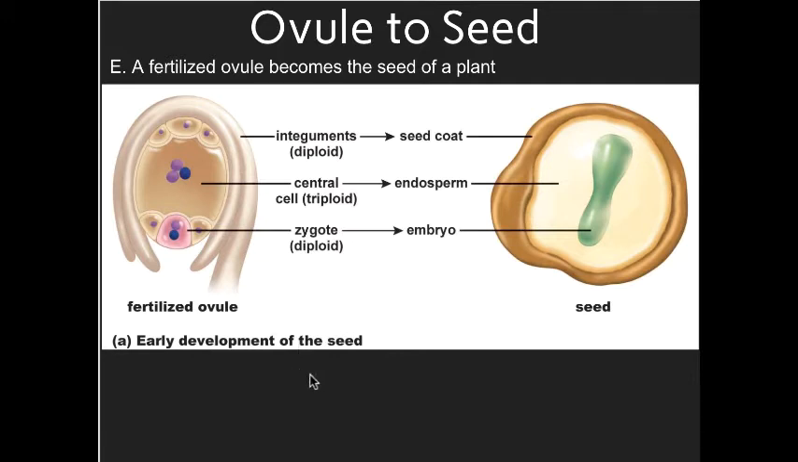The next thing we'll look at is the process of ovule to seed. So a fertilized ovule becomes the seed of the plant. This is part of that double fertilization process. So remember that we have our zygote being formed, they're diploid, and then they turn into the embryo of the seed. And then within the seed we have the central cell, which becomes fertilized, and that becomes an endosperm. So this is how a seed, or the fertilized ovule itself, becomes a seed that can then develop into a whole entirely separate plant.